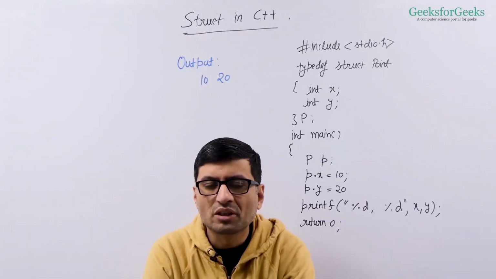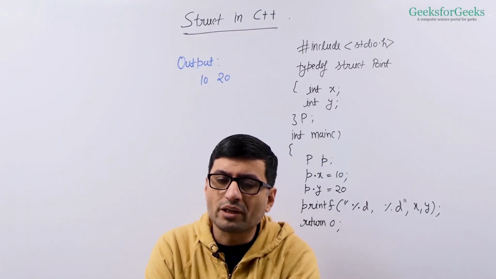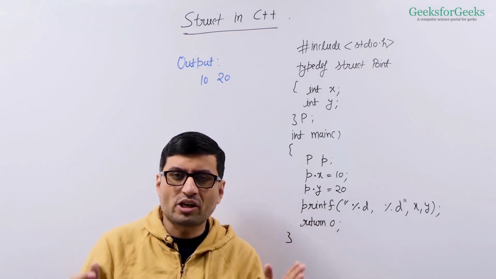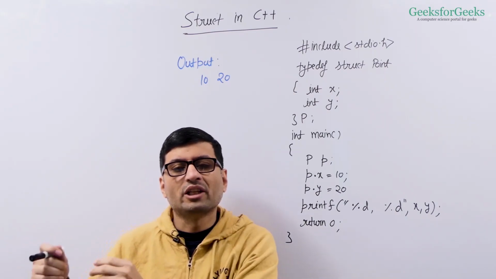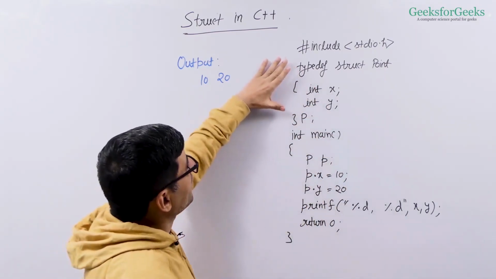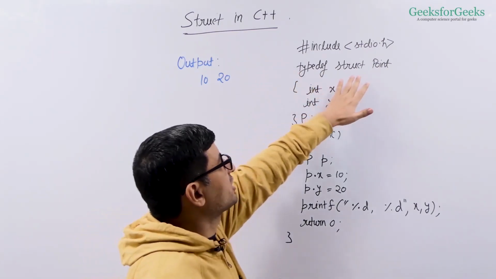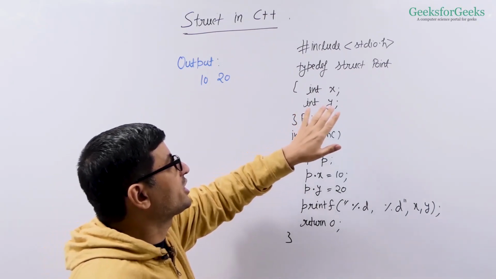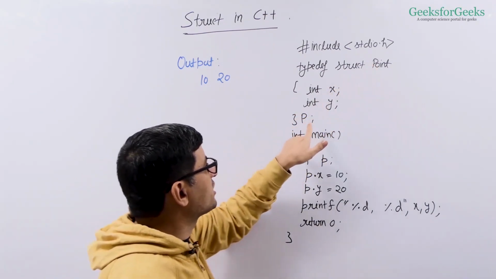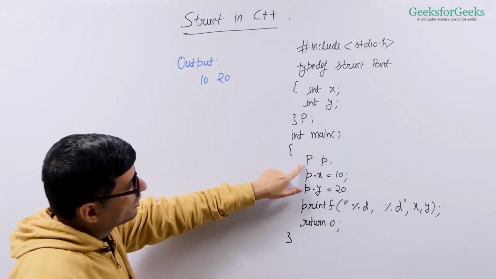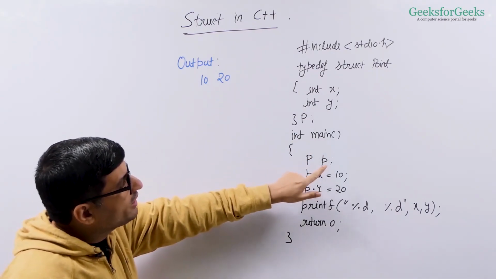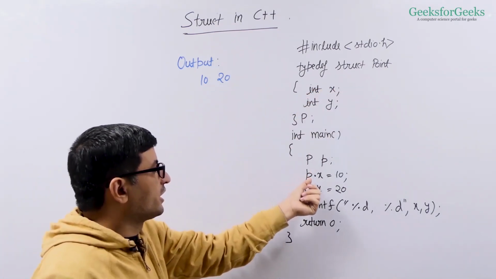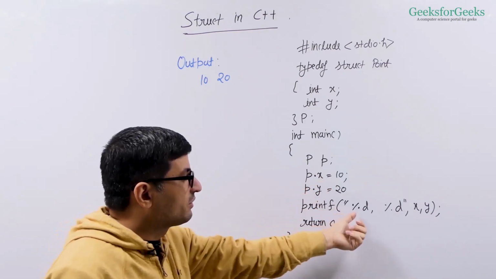In C language, we many times use typedef with structures. The purpose is to avoid typing that much: struct and then struct name, then the variable name. Here is an example of typedef. I have created a structure point and I have created an alias for this data type, p. So instead of writing struct point everywhere, I can simply write p. So if I create p and then small p, it creates a variable of struct point type. And then I can access p.x, p.y, and I can print them.